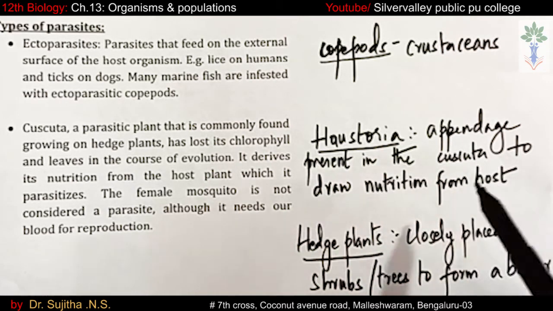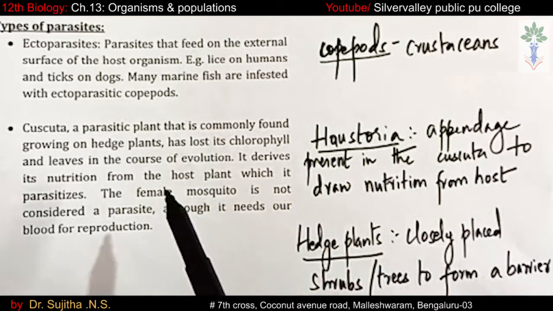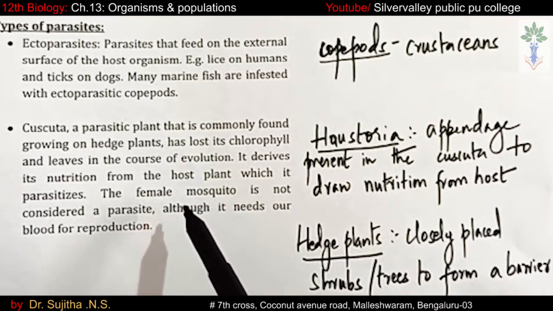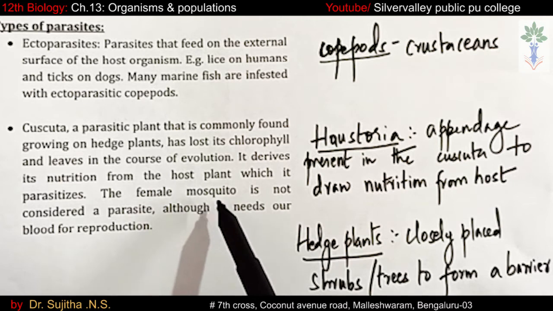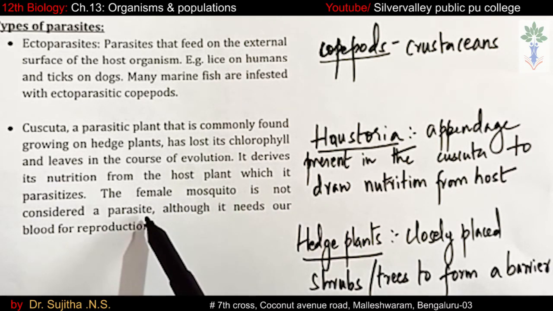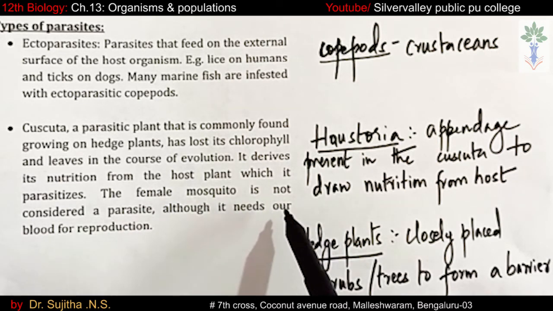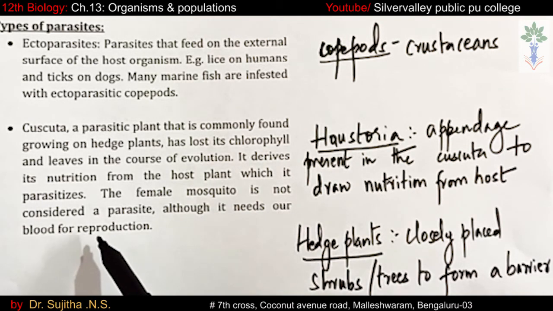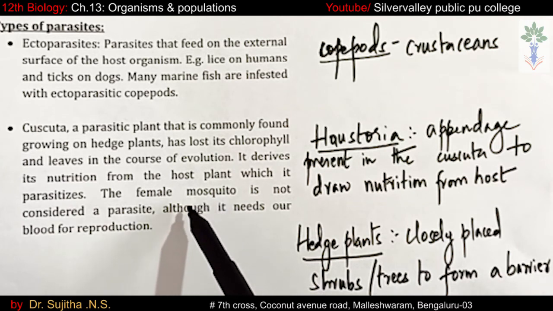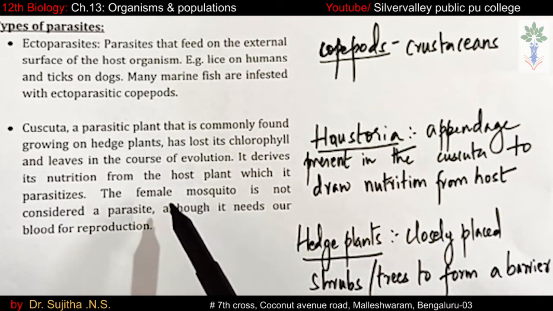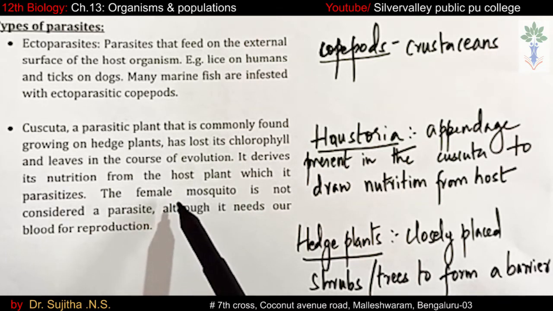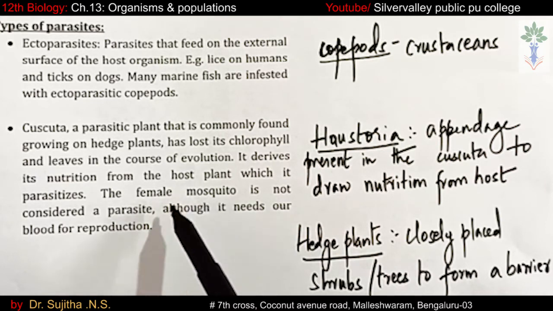The next one is about the female mosquito. The female mosquito is not considered a parasite because it needs the blood only for the purpose of reproduction. So, the female mosquito needs the blood only for the development of its eggs. The female mosquito feeds on plant sap for its nutrition. Therefore, we do not consider the female mosquito as a parasite.